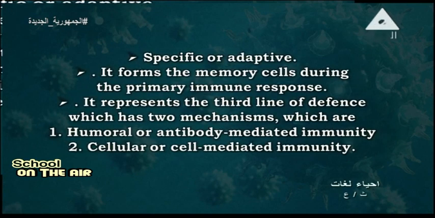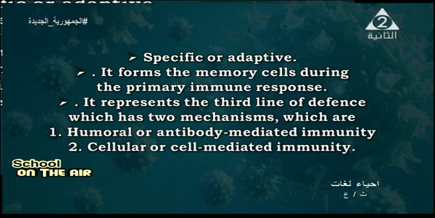Specific or adaptive immunity forms the memory cell during the primary immune response, and it represents the third line of defense. You know the first line and the second line. What is the third line of defense? It is two mechanisms: humoral or antibody-mediated immunity, and cellular or cell-mediated immunity. So we can conclude that there are three lines of defense against microbes.